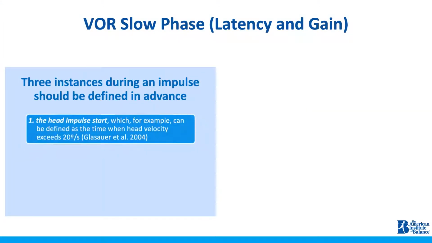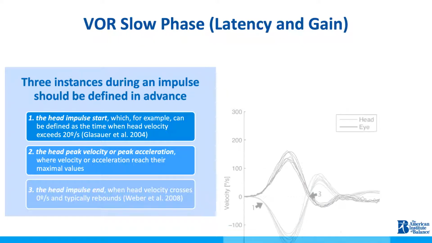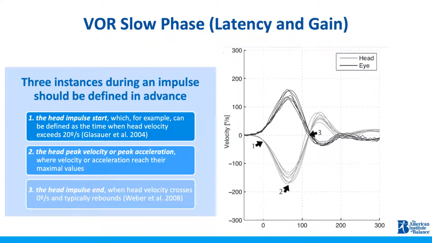vHIT uses the vestibular ocular reflex, or VOR, to assess peripheral vestibular function. In a perfect world, the head and eye movements should be completed in a 1-to-1 ratio, so that the distance of the head off midline should be equal and opposite to the distance of the eyes off midline.